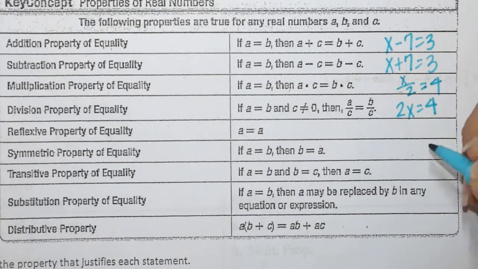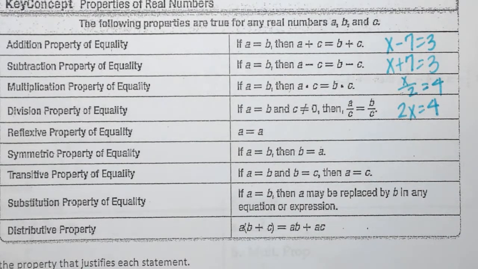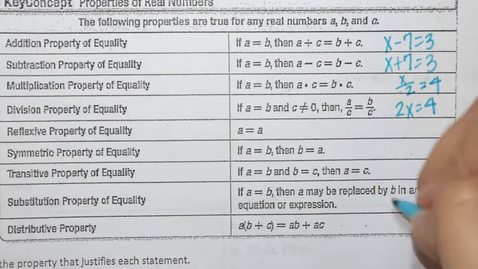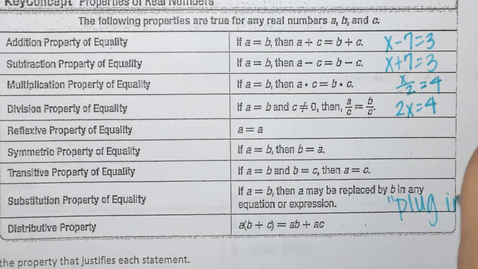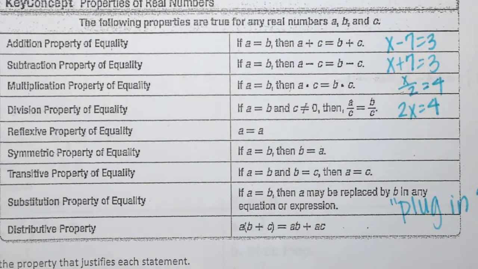Awesome. Take a point. The reflexive property, symmetric property, and transitive property are what they are. So reflexive means it's the same thing on either side. Symmetric means you would fold it up and they would touch each other. The transitive means you move it around like a train. Substitution, you plug in. And we all know the distributive property, correct?